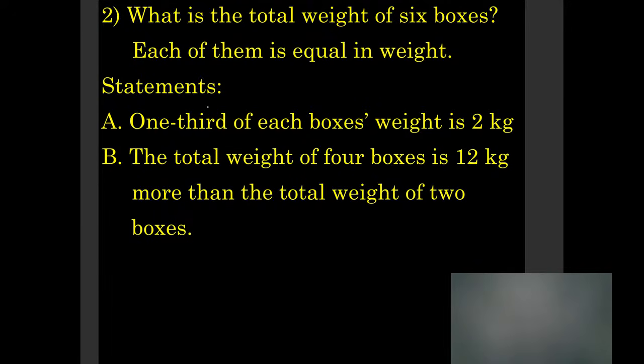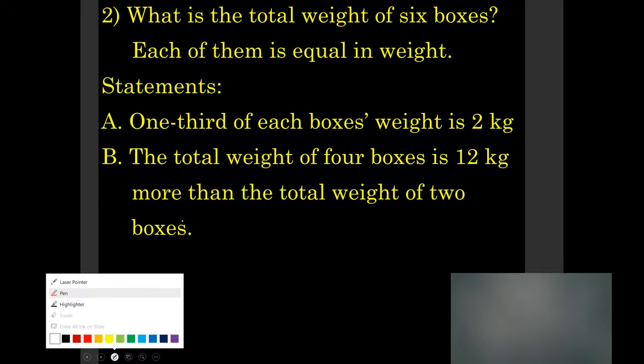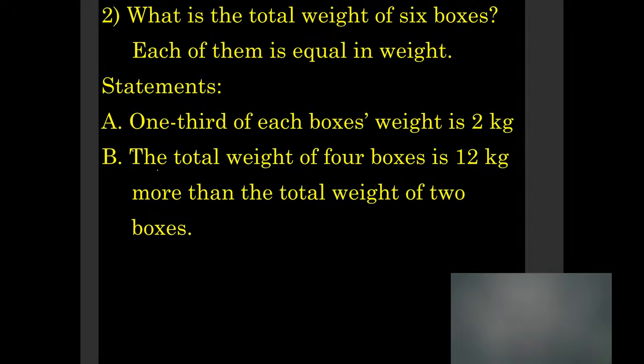Okay, let us check how to do it. First, we should check for statement A. From statement A, can we get the answer? Now, our question is, what is the total weight of six boxes? Each of them is equal in weight. So we should check from the first statement. If you check from the first statement, one third of each box's weight is 2 kgs.